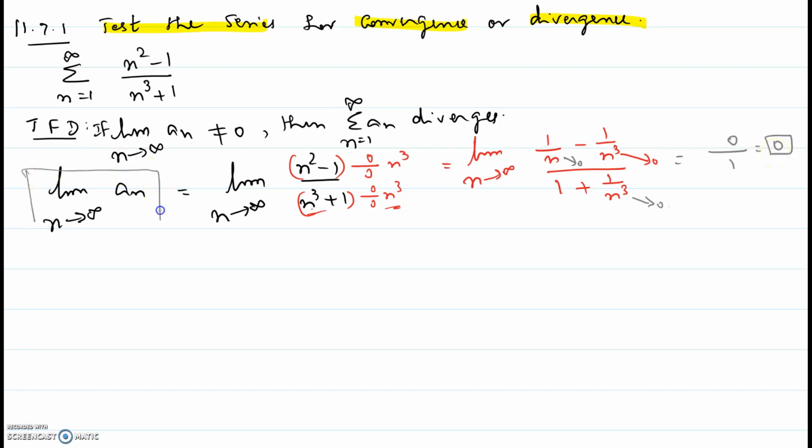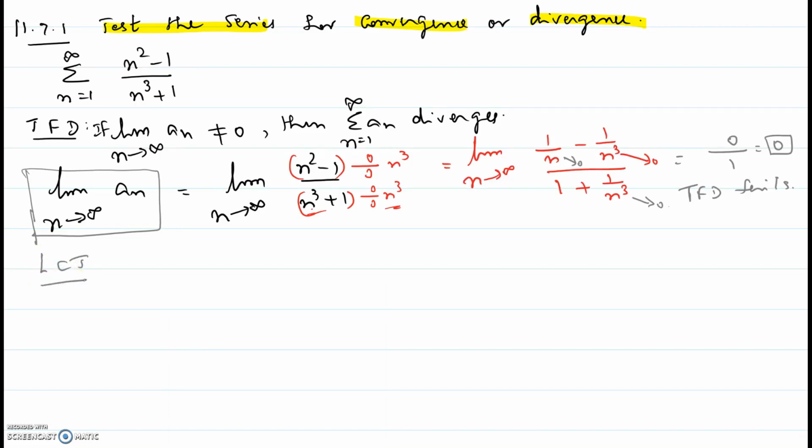So we notice the limit as n approaches infinity of a n is equal to 0. So the test for divergence in this case fails. When you have a rational expression like this, if the test for divergence fails, then the next option would be to use either the comparison test or the limit comparison test. So we'll apply the limit comparison test.